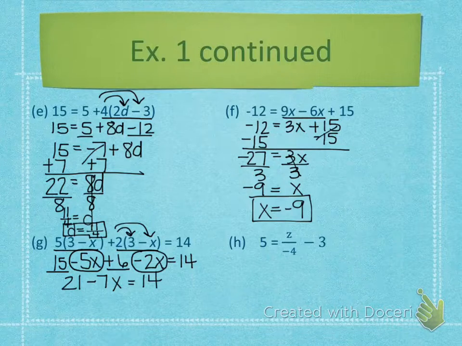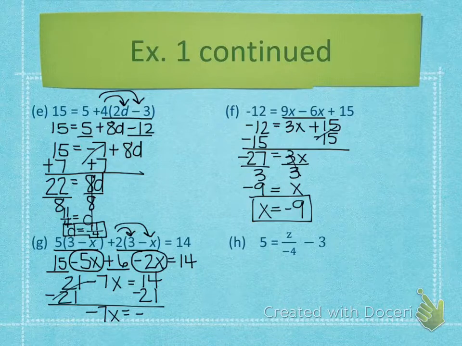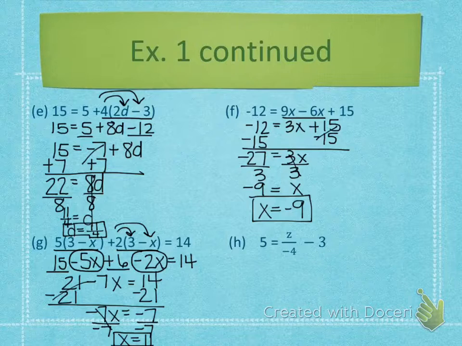What would we do next? Subtract 21. Very good. So we have negative 7x equals negative 7. How do we finish this one? Divide both sides by negative 7. So what does x equal? Be careful. 1. Anything over itself equals 1. So a negative 7 over a negative 7 is equal to a positive 1.